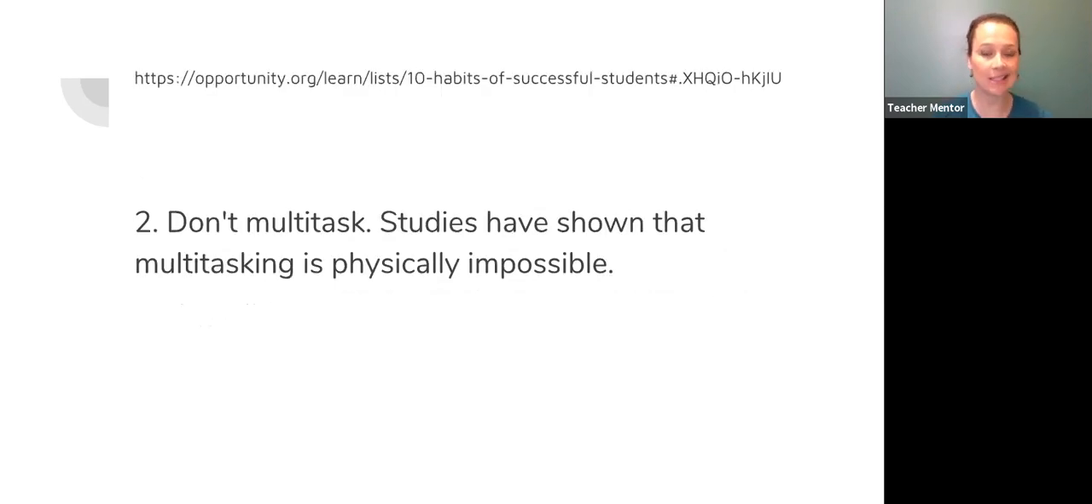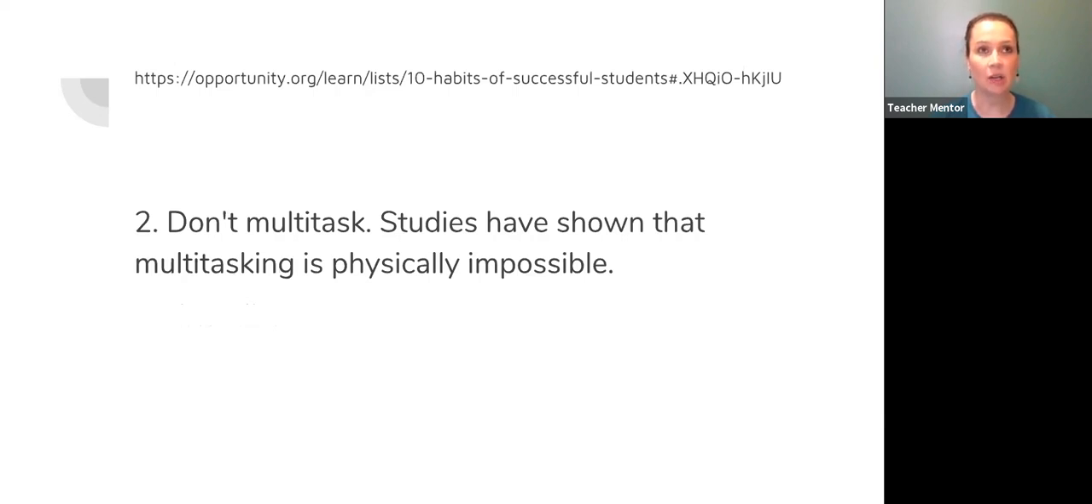Okay, the second habit, don't multitask. Studies have shown that multitasking is physically impossible. Now, physically, I think you can multitask. However, mentally, it's hard to comprehend everything that you are multitasking.